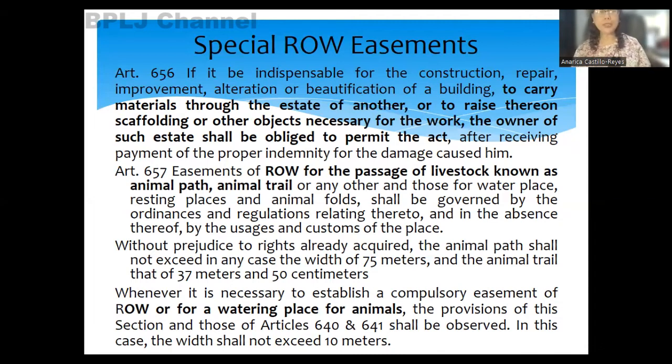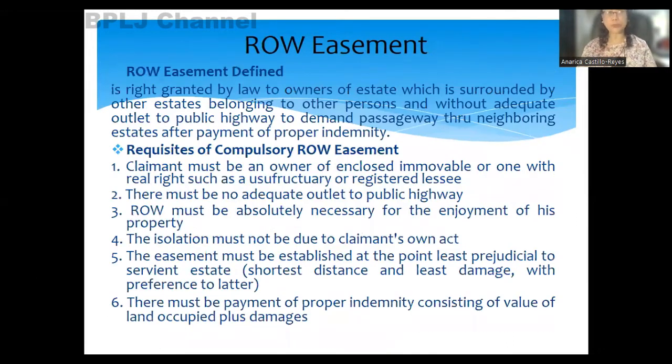The animal path shall not exceed the width of 75 meters, and the animal trail that of 37 meters and 50 centimeters. Whenever it is necessary to establish a compulsory easement of right of way or for a watering place for animals, the provisions of this section and those of Article 640 and 641 shall be observed.